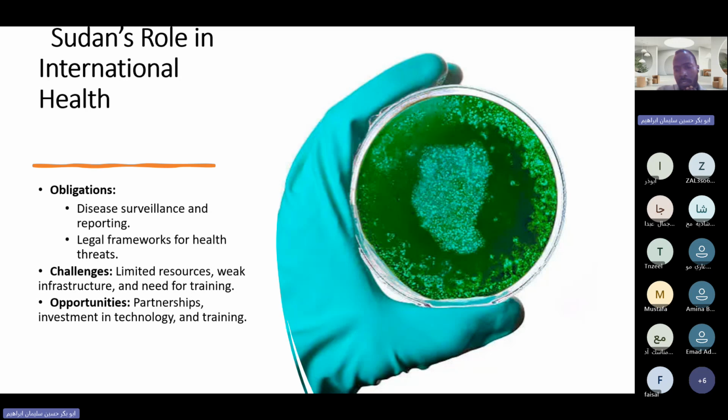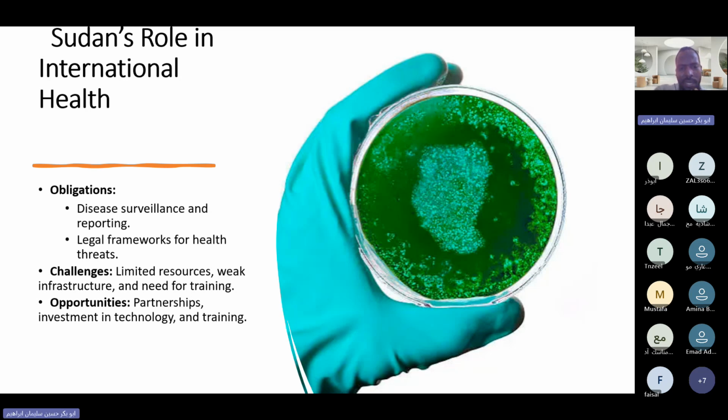And also there are some disease type 1, type 2. Some diseases they are reporting on a daily basis, some of them on a weekly basis, some of them on a monthly basis. Yeah. This is the role of the Sudan with the international health, because in the Ministry of Health there is a reporting for the disease on a daily, weekly and monthly basis.